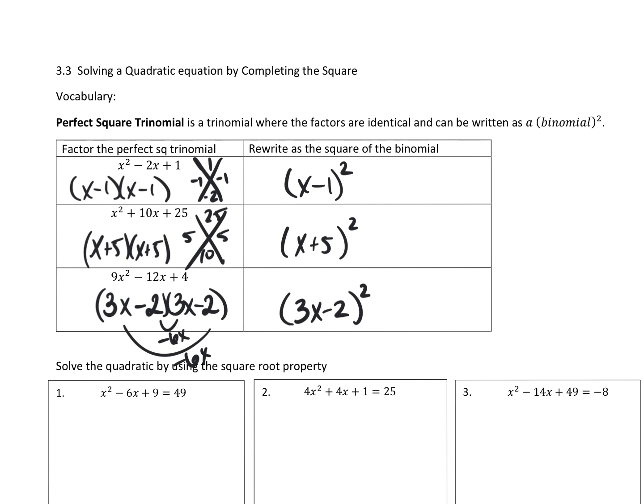One thing we can notice is if I look at my constant here, 25 is 5 squared. The middle is 2 times 5. That's going to be a perfect square trinomial. When I look at here, 3 and 2, 9 is 3 squared, 4 is 2 squared. When I multiply that together and then multiply by 2, I get the 12 in the middle. That's kind of what you're looking for to see if it's a perfect square.